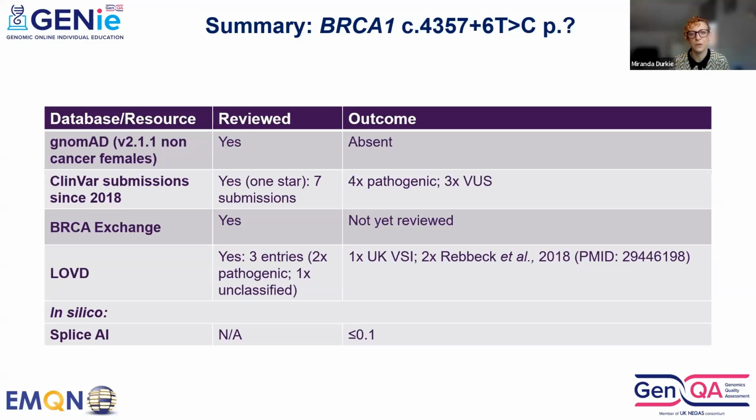The unclassified one was from the UK Variant Sharing Initiative, and then it was reported twice in the Rebecca et al. 2018 paper, which was a good review globally of different BRCA variants. Very interestingly for this variant, the SpliceAI score, as Kathleen just showed, is below the 0.1 cutoff that would be recommended to apply PP3. So in actual fact, it would score a BP4 for this variant.